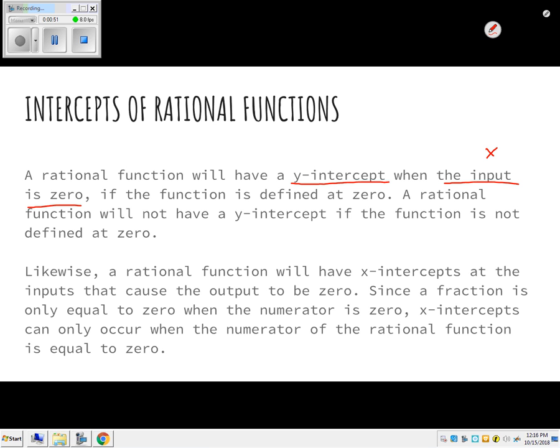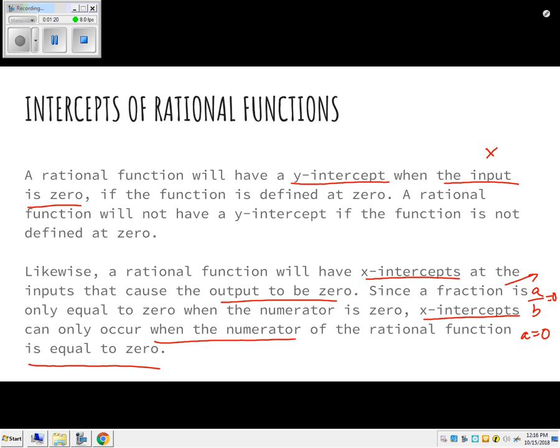Okay, and so the x-intercepts are going to be a little bit different. X-intercepts are going to be what makes the output 0. Well, we're dealing with a rational function or a fraction. So in order for a fraction, let's just say a over b, to equal 0, all I really need is for the top to equal 0. So whenever I'm looking for x-intercepts, they're going to occur when the numerator is equal to 0.